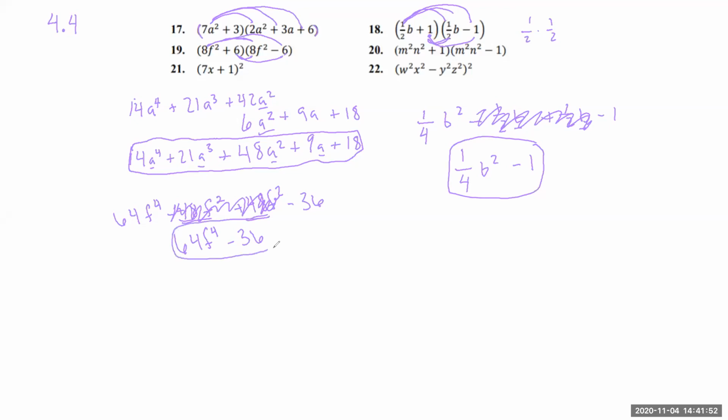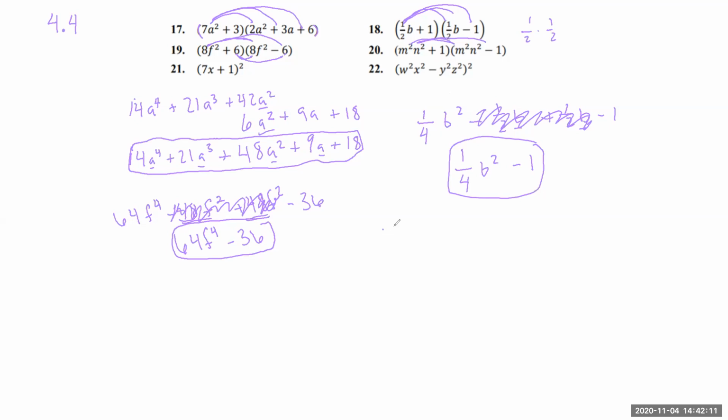And that is the final answer for number 19. Okay, going on to 20. So we have to distribute again. So when we do this, we're going to do the same method. We're going to take the first one, distribute it to both of those terms.